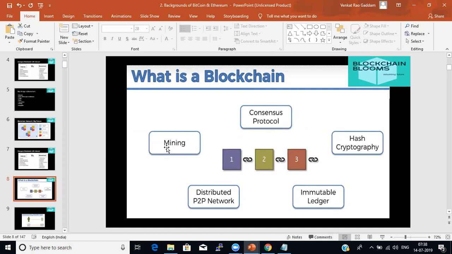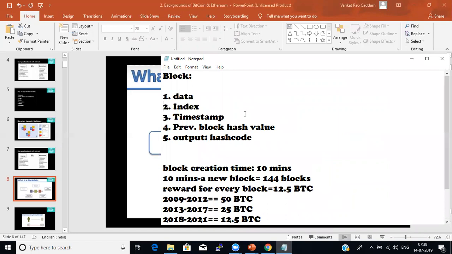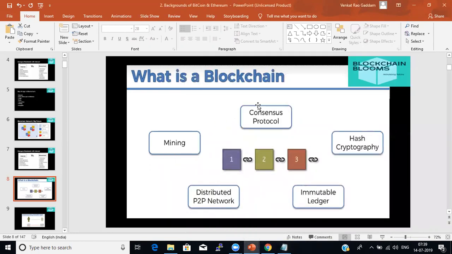Once again, I'm explaining; anyway, we'll go in depth. Mining means you try to create the block. Creating the block involves these things: the index of the block, the timestamp of the block, the previous block hash value, and the real data. Real data means the Bitcoin transactions. You club all this data into the block, then generate the hash code, and broadcast it to the other nodes in the network.